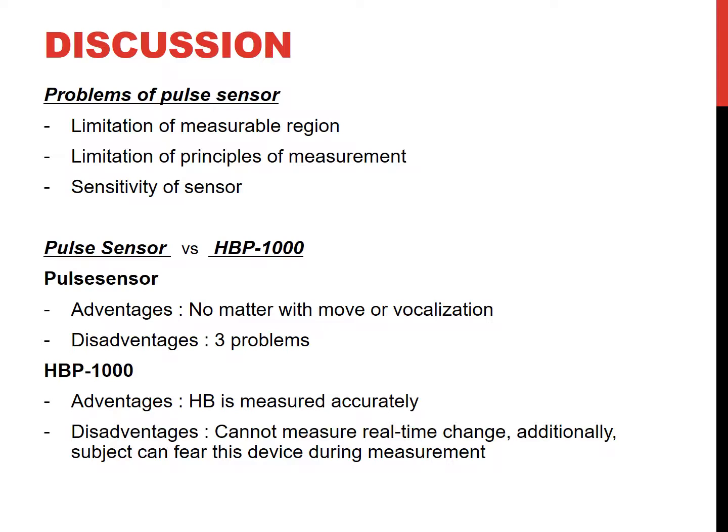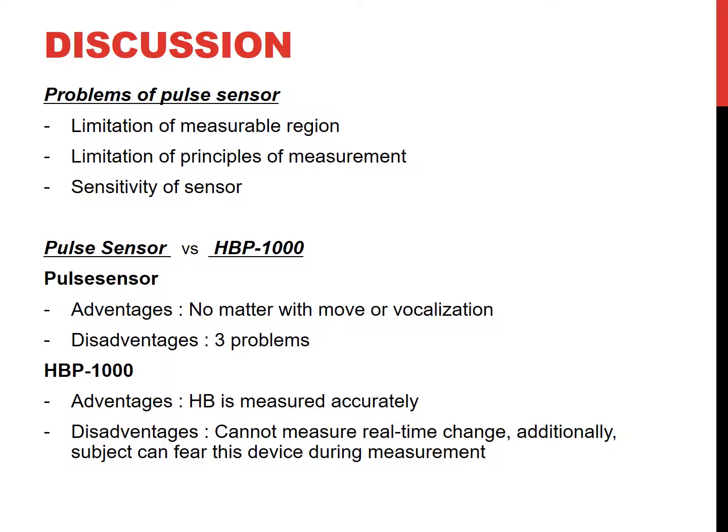So I compared the pulse sensor with HBP 1000, which is a product sold on the market. The advantage of the pulse sensor is absence of limitation of the subject while measuring, if the device is attached well. Disadvantages are the three problems above, as I said.